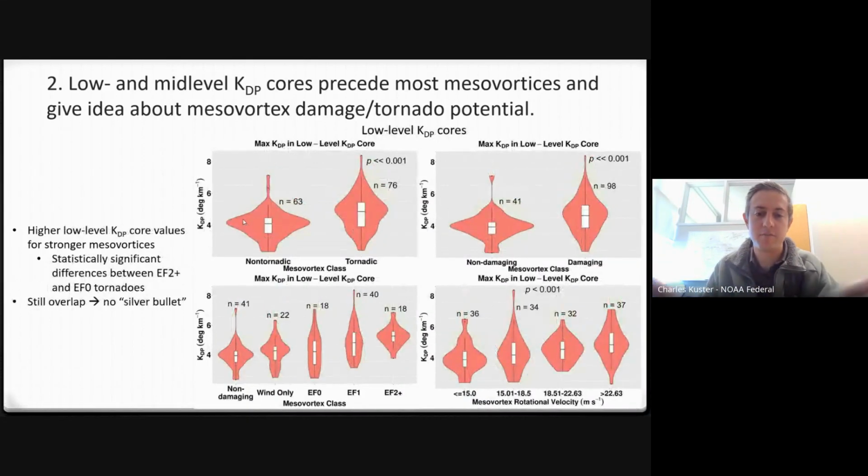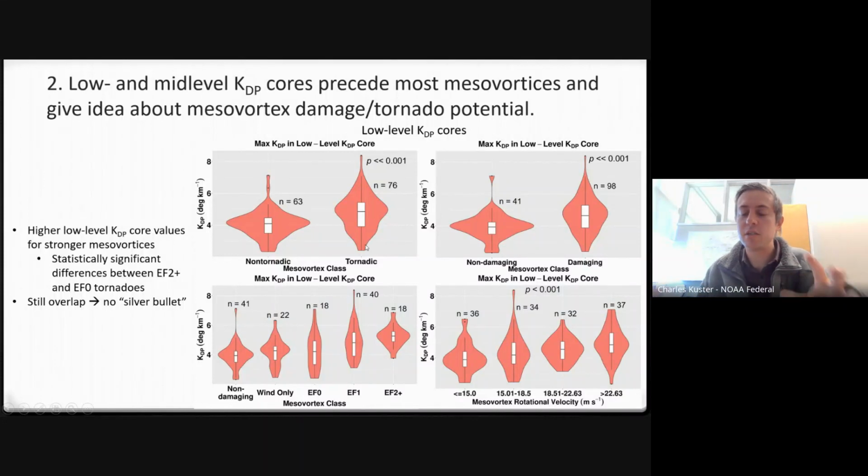Another thing you could do is have these violin plots up. You're starting to see confidence builders. You see a low-level KDP core and its magnitude is 3. All right, let me look at this. Maybe this would be on a one-pager. What does 3 mean? 3 is way down here. Okay, well, I don't have a lot of confidence that it's really going to do much of anything, right? So maybe I don't want to issue a warning.